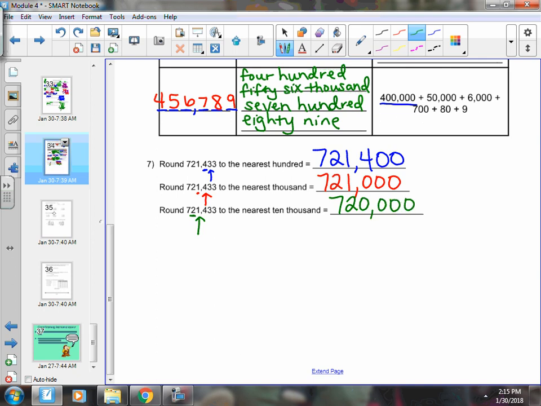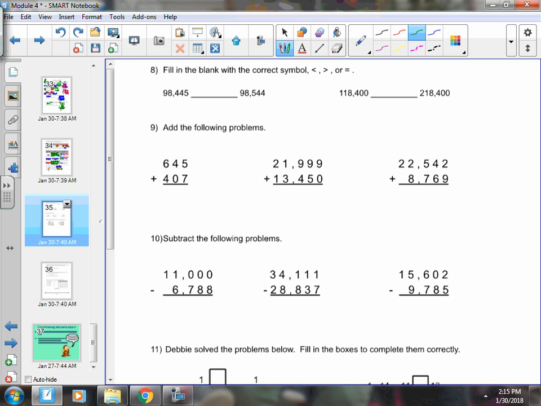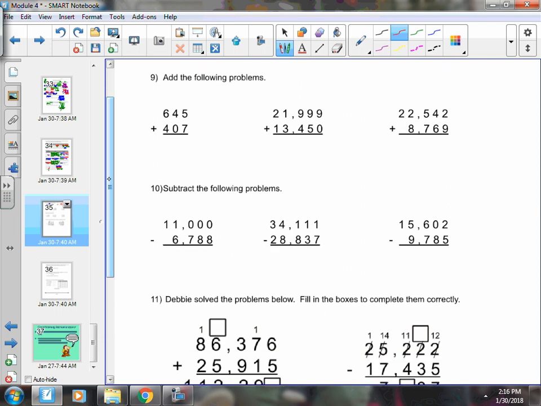Moving on to page 3, fill in the blank, less than, greater than, or equal to. 98,445, 98,544. I really just need to compare this part. 544 is bigger. And the last one, they both go up to the 100,000s place, but one of them is in the 200,000s, one of them is only in the 100,000s. So 218,400 is bigger. All right, go ahead and add and subtract in the next two problems. And remember, with videos, it's really great to pause it, do it yourself, then check your answer.